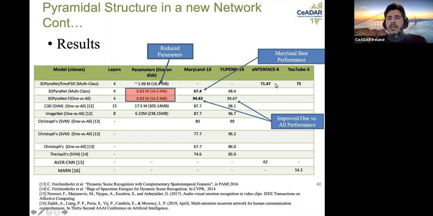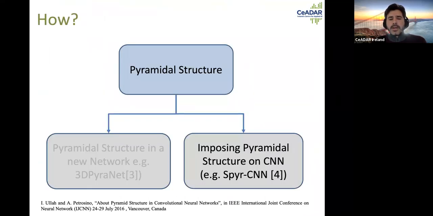On the Interface and YouTube datasets, our model has shown far better results compared to the state-of-the-art CNN models. Interface is a challenging dataset, and yet we have pretty good results on it. The point to note here is that we have the best results, and we have reduced the number of parameters by a huge amount with the pyramidal structure, or strict pyramidal structure.